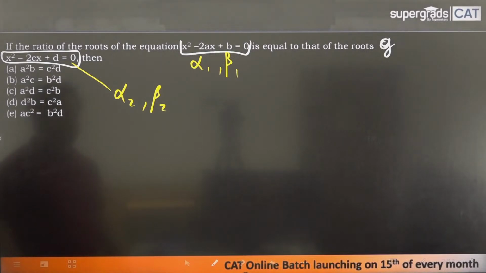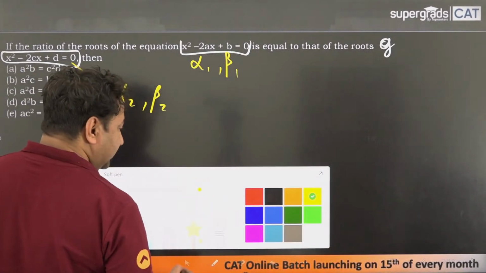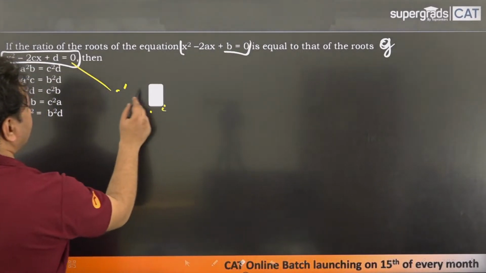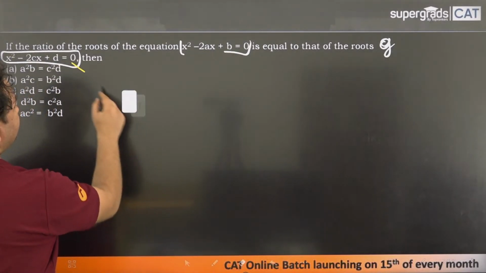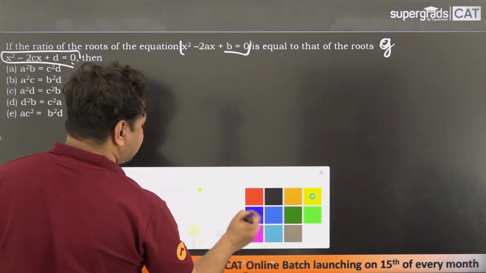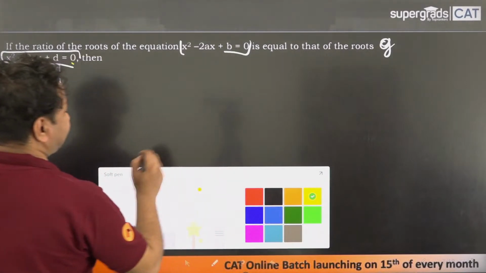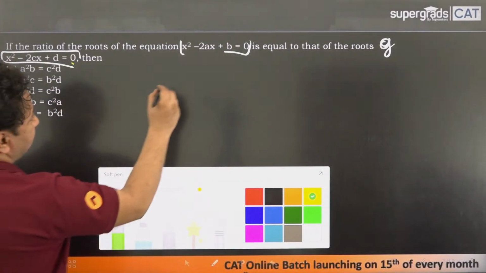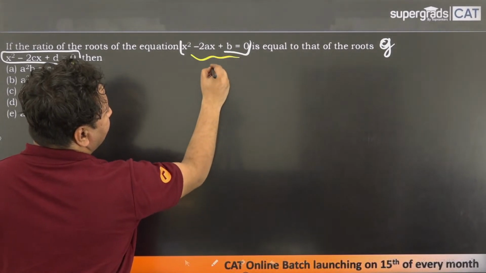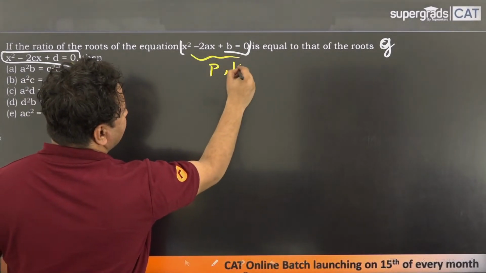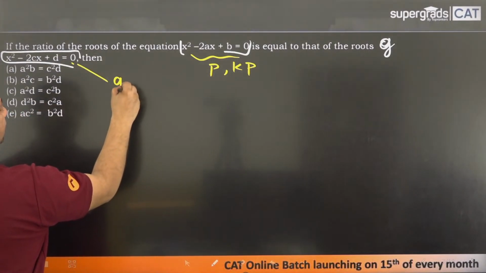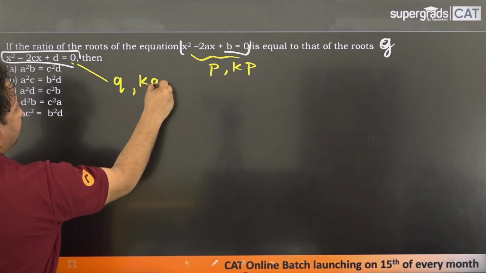By the way, there's a smart approach to it also. Let us do something which is smart. Instead of assuming the roots to be alpha 1, beta 1, we can do one very simple thing. I can assume the roots of this equation to be P and Kp. And for this one, I can assume the roots to be Q and KQ.